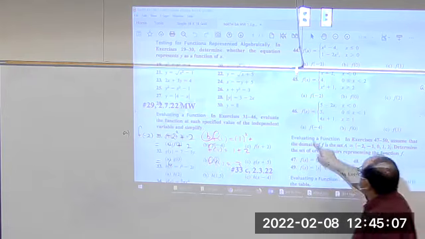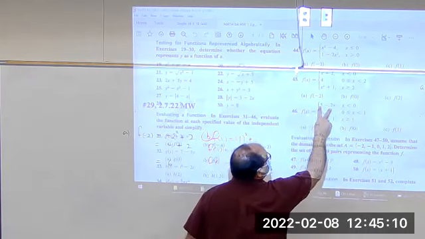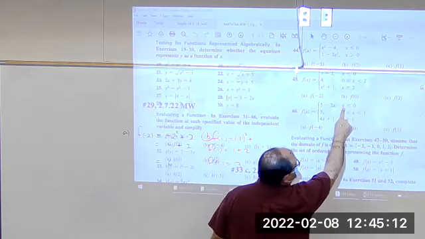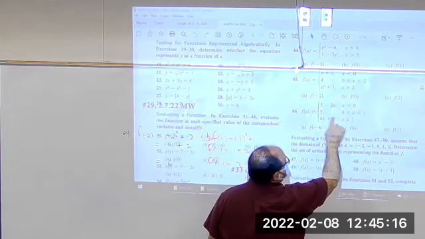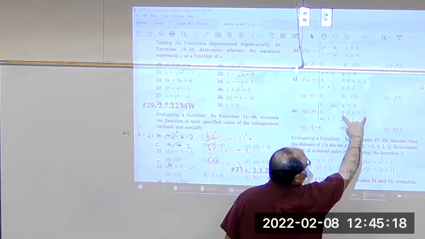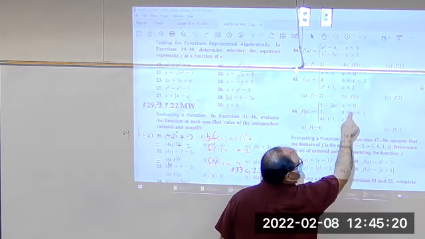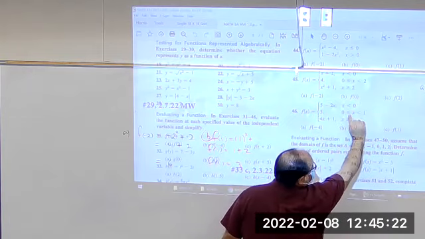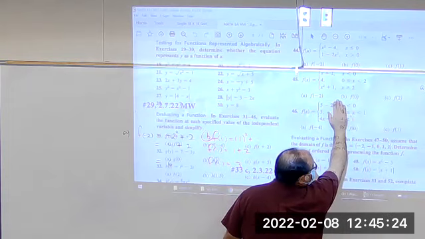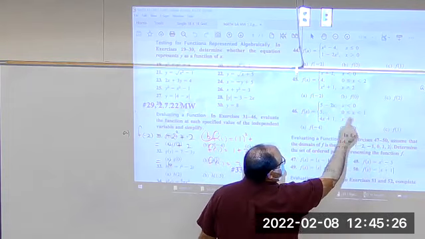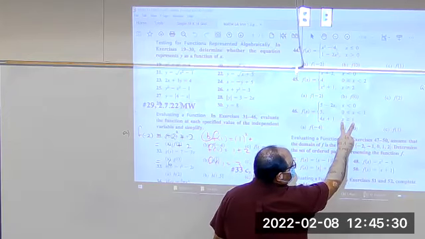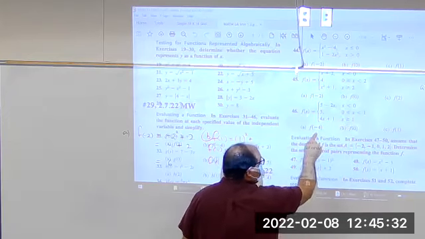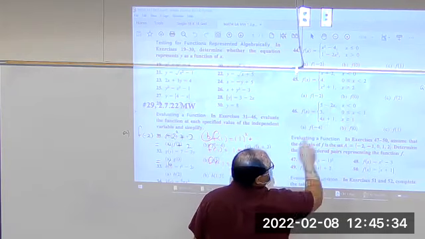So f of x is equal to 5 minus 2x if you're plugging in x's that are less than 0. It's equal to 5 if you're plugging in x's that are greater than or equal to 0, but less than 1. And you plug it into 4x plus 1 if you're plugging in x's that are greater than or equal to 1. So -4, is it in the first piece, second piece, or third piece?